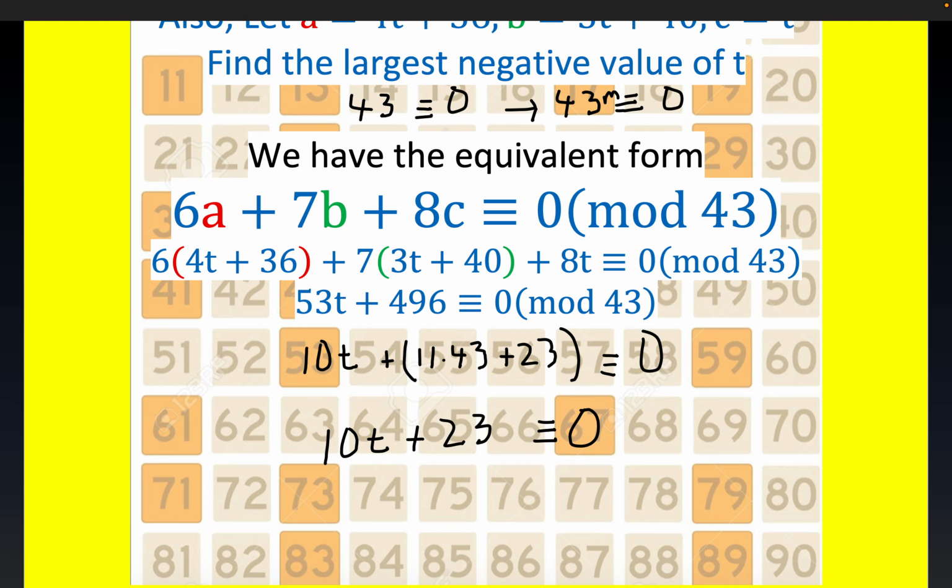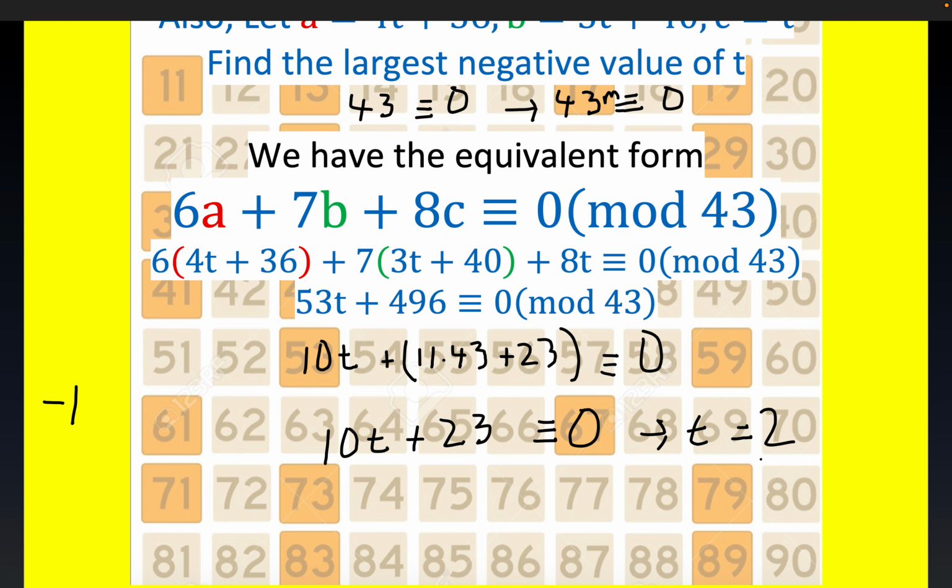You're looking for the largest negative value of t. Now, remember, minus 1 is the largest negative number. The absolute value of negative 1 is the smallest positive integer, but minus 1 is the largest negative integer. But what I would do right here is just observe that this has the solution t equals 2. It's a little bit easier for me to think of it that way. t equal to 2 gives us 20 plus 23, which is 43.